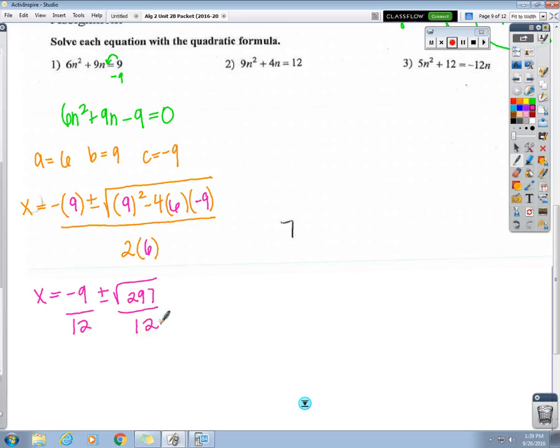That way when I go to reduce, it's easier. Now, the square root of 297, is it a perfect square? How do you check it? You just type it in, right? And if it's a whole number, it's a perfect square. If it's a decimal, it means we have to do what to it? Right, factor tree it.